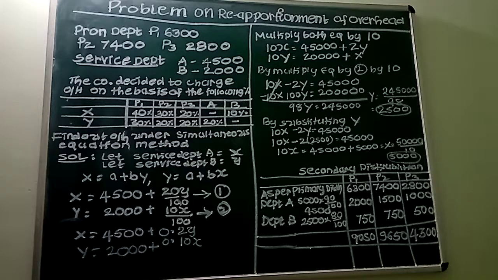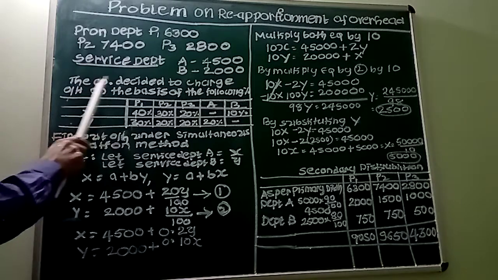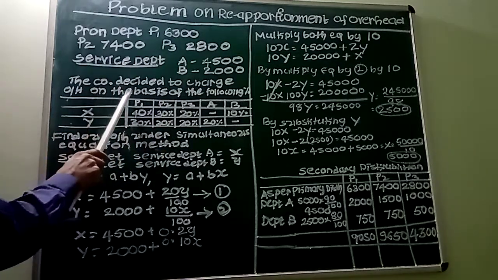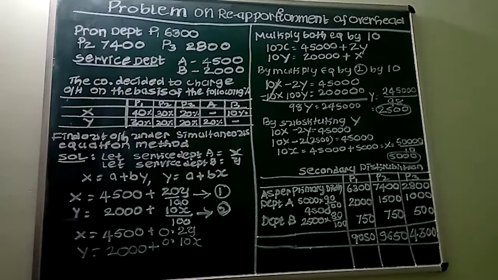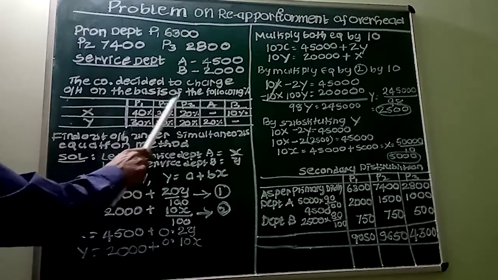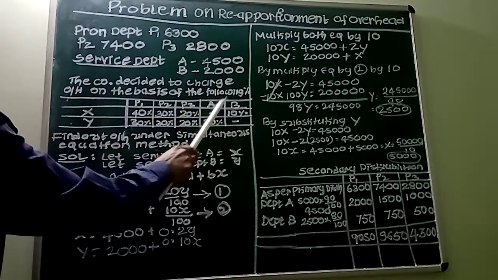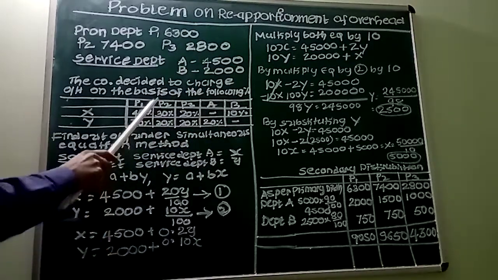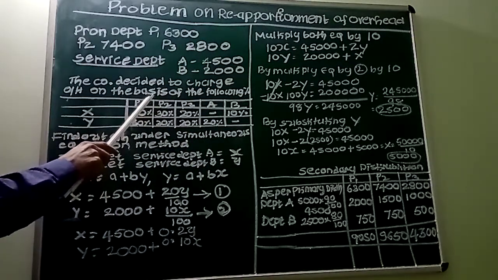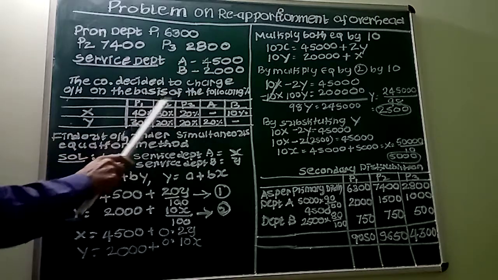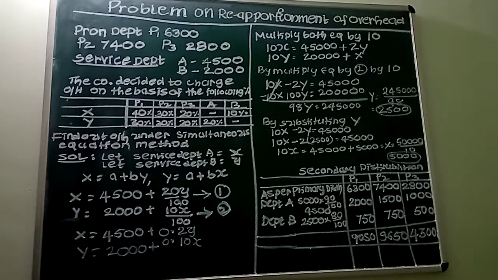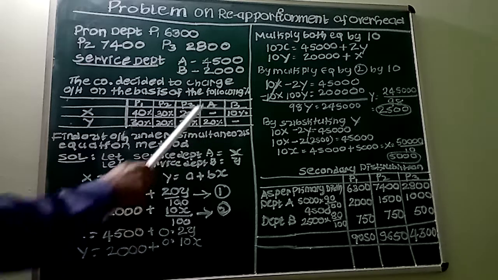And later it is already specifically stated in the problem that the company decided to charge the overheads on the basis of the following percentages. See, P1, P2, P3, service department A and service department B. The production departments are named as P1, P2, P3. There are three production departments. And service departments are named as A and B.